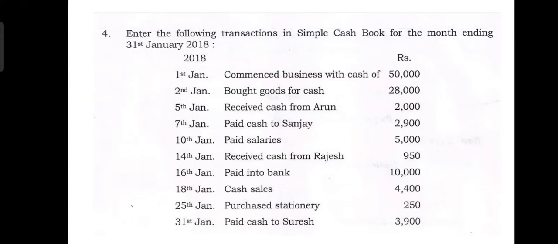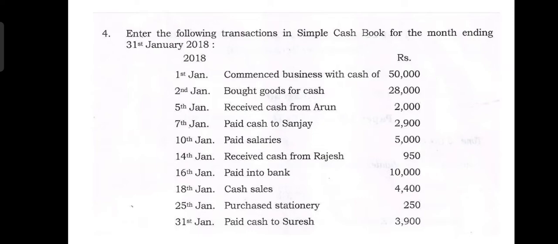Today let us start a simple problem on a single column cash book. So at the time of preparation of cash book, what rules we should keep in mind? Three rules. This has two sides: left hand side, debit side, or receipts side. One more side, right hand side, credit side, or payments side.